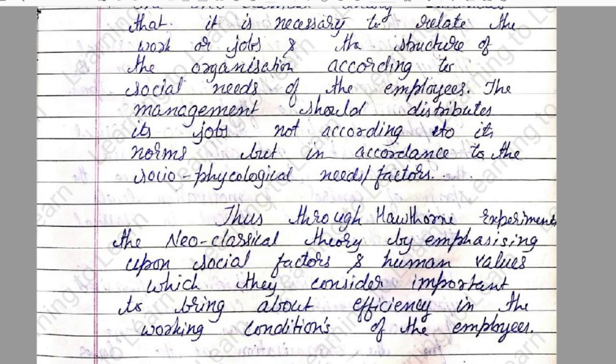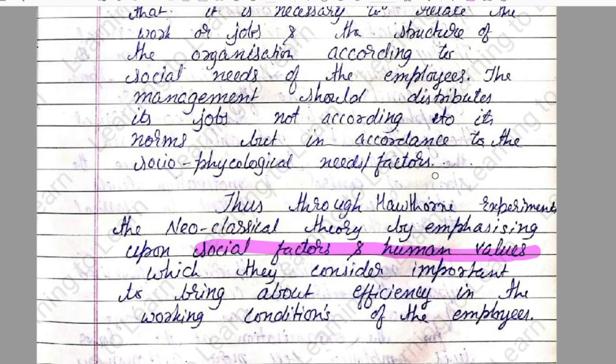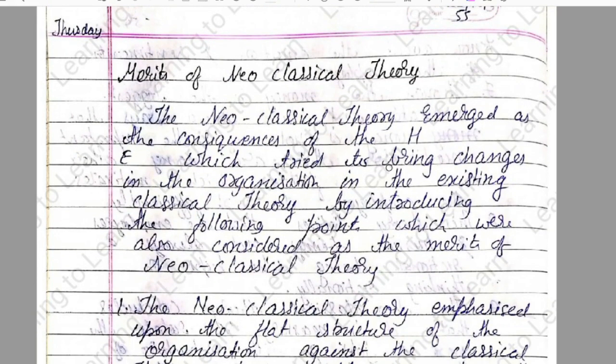Now neoclassical theory, if I summarize for you what is neoclassical theory. Neoclassical theory was based on all the demerits of classical theory and it gave importance to two major things, that was the social group or social factors and human values. These were the two basic factors which were new, which were not available in classical theory and which were very much emphasized in neoclassical theory. So we have done the features, the main topics, the main crucial points. Now we'll be discussing the merits as well as the demerits. So we'll start with the merits of neoclassical theory.